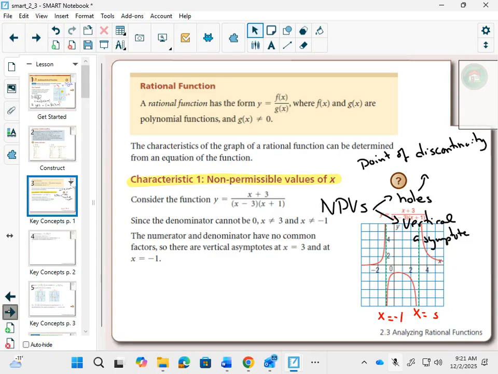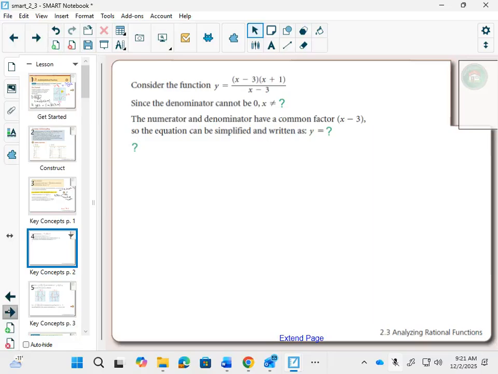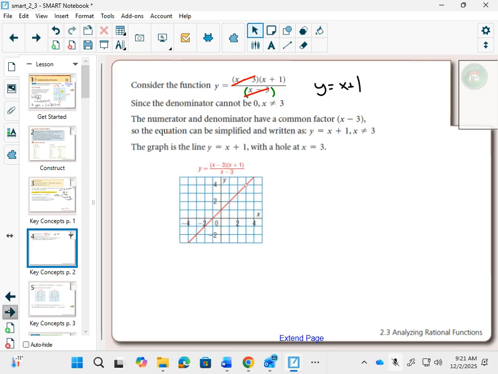But if that non-permissible value can simplify after factoring, so in the second example that they have in your textbook here, you'd be like, hey, it's factored, these factors are identical, they can simplify, and I would get a new equation, which is y equals x plus 1. But I still have a non-permissible value of 3. So when that equation was simplified as x plus 1, you know that that is a straight line, but now we have to add a hole at the non-permissible value.